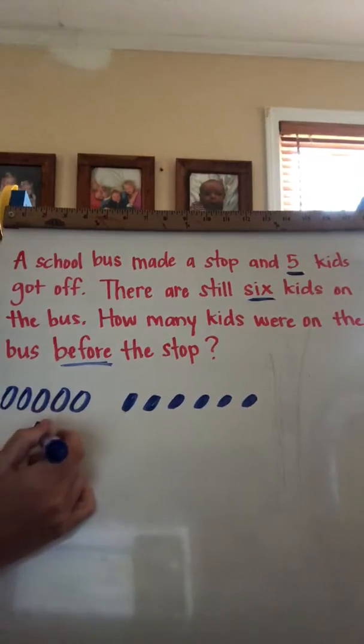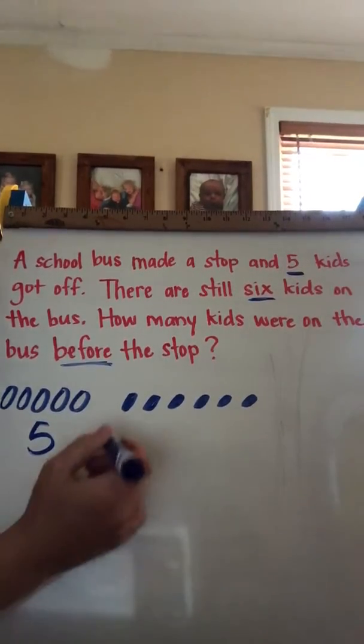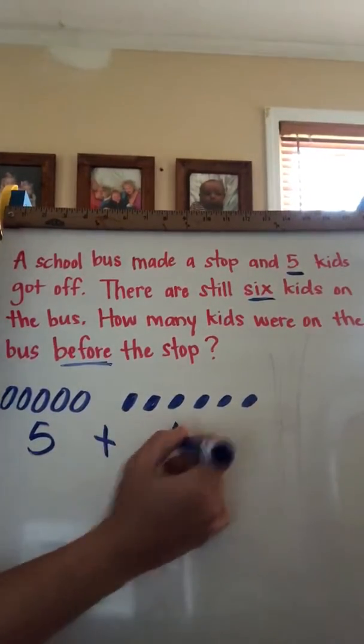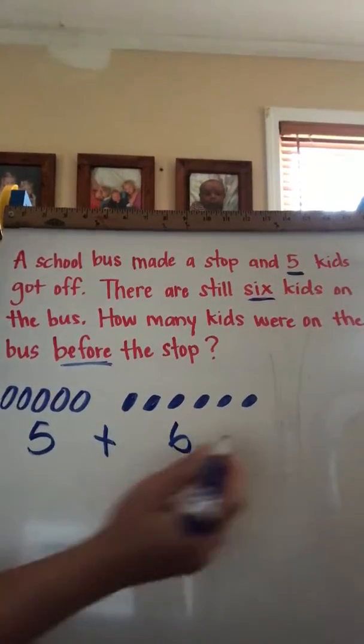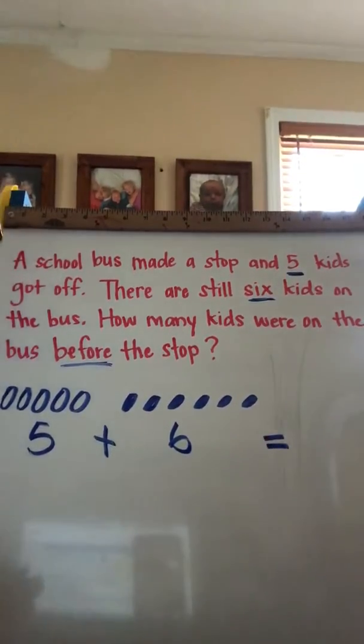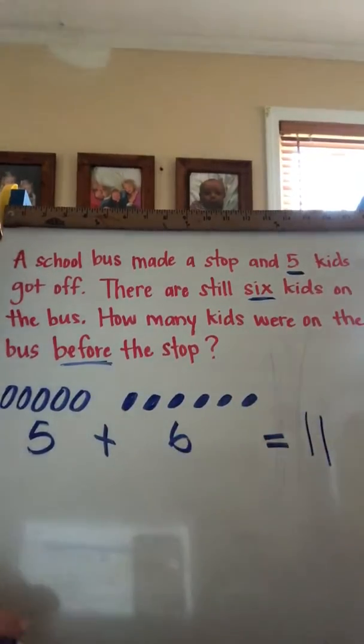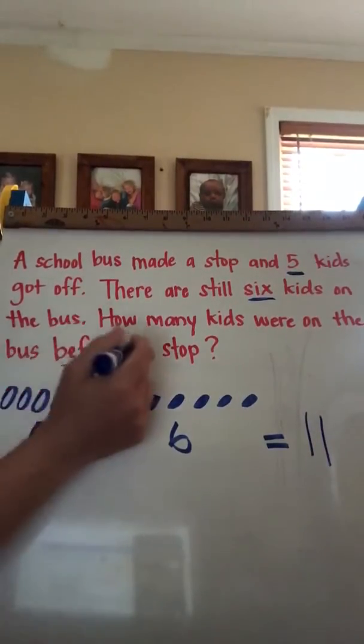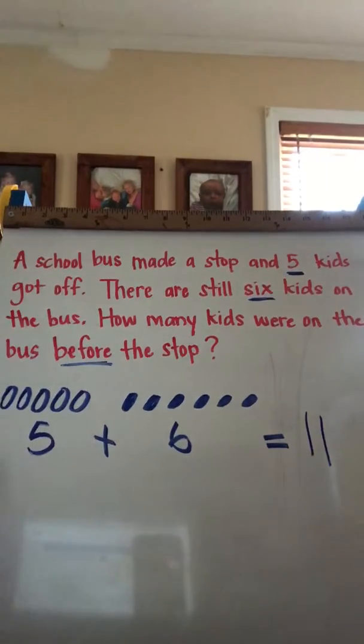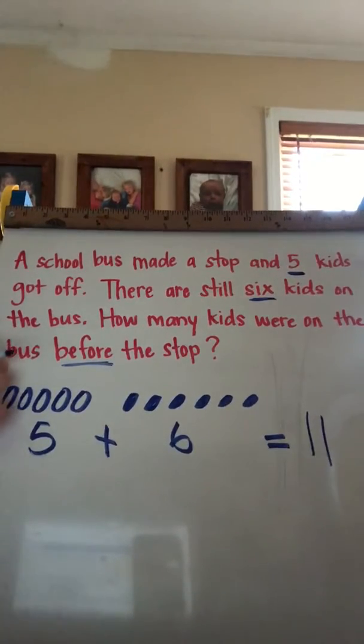So now I'm able to tell how many kids were on the bus before these guys got off. So here are the 5 kids that got off at the stop, plus the 6 kids that were still on the bus after the stop. So I can tell that there were 11 kids on the bus before the bus stopped. Now I've got to write a sentence that will answer this question. How many kids were on the bus before the stop?